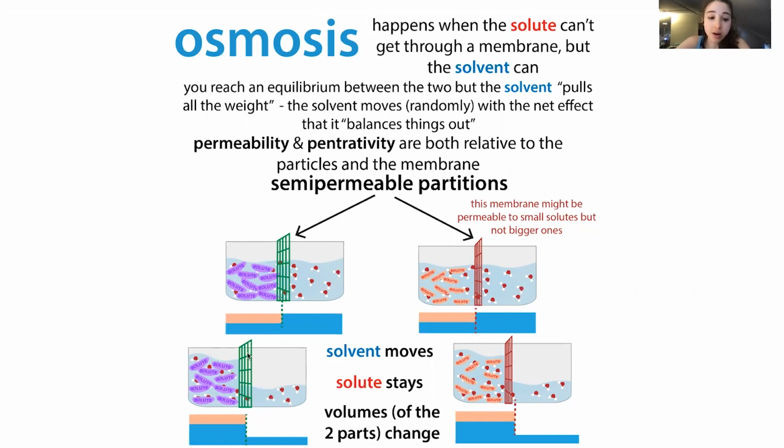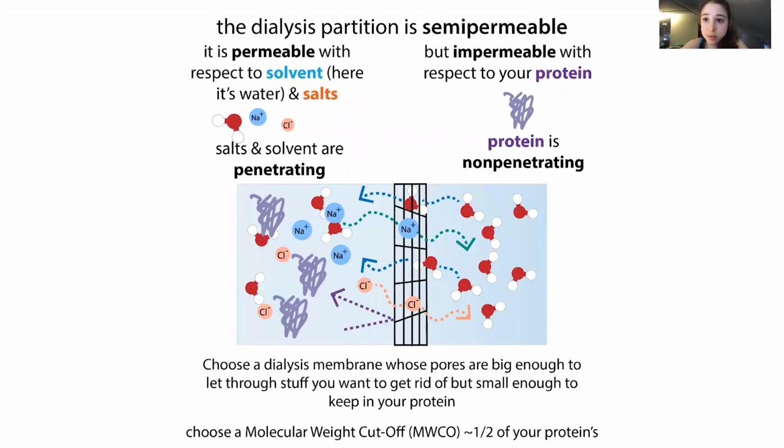But membranes are not always strictly permeable to solvents and nothing else. So you can have membranes that are permeable to some things, but not others. And we see this in dialysis.